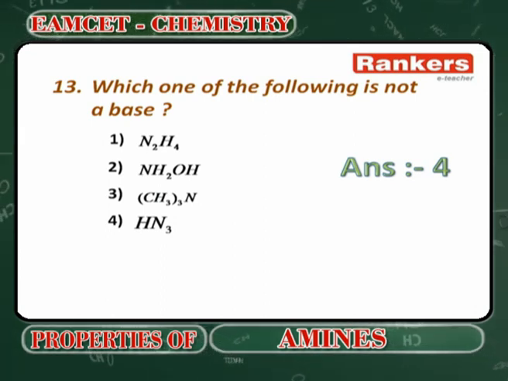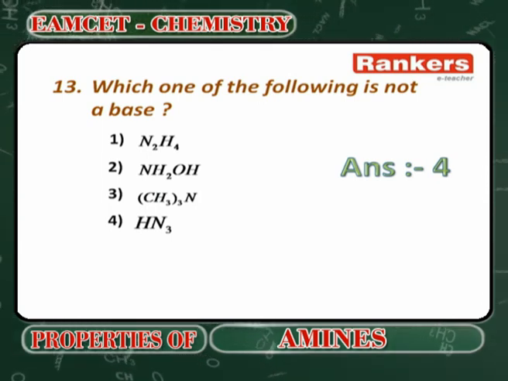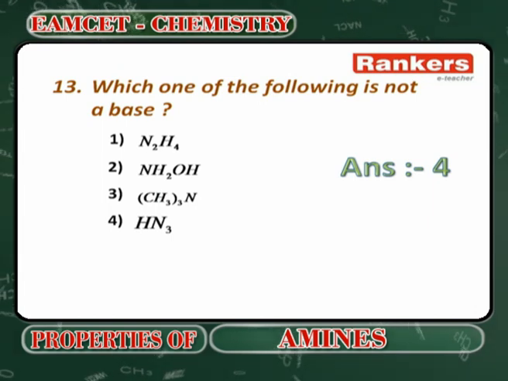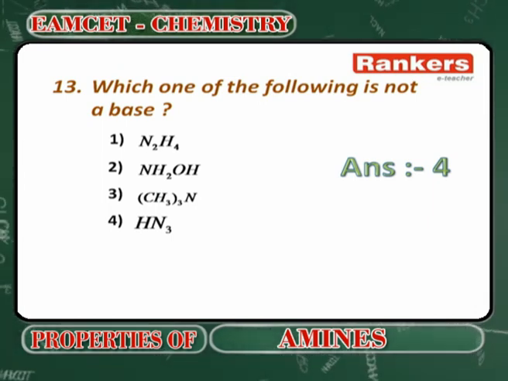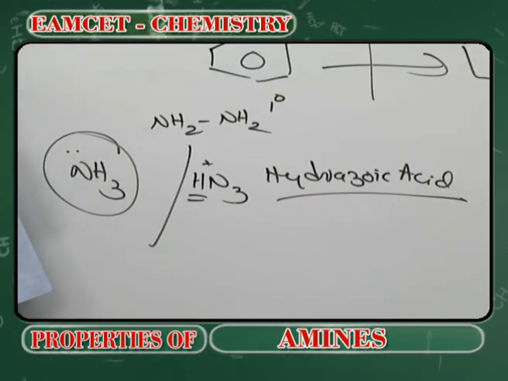NH3 is ammonia having a lone pair, it is a base, whereas HN3 is a proton donating acid, called hydrazoic acid. So this is an acid, so it is not a base. All of 1, 2, 3 are bases, the last one is an acid. Next.